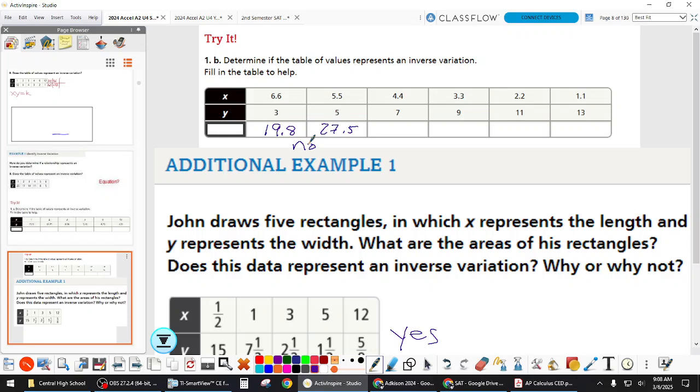Do we need to keep checking? No, because it's not the same proportion. It's not xy equals a constant. Even though this one is going down and this one is going up, that's not sufficient, right? It has to always be the same. Although, if you did want to keep going, the next one is 30.8. Okay.